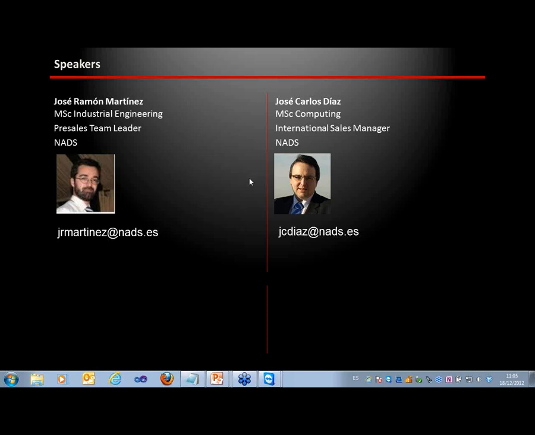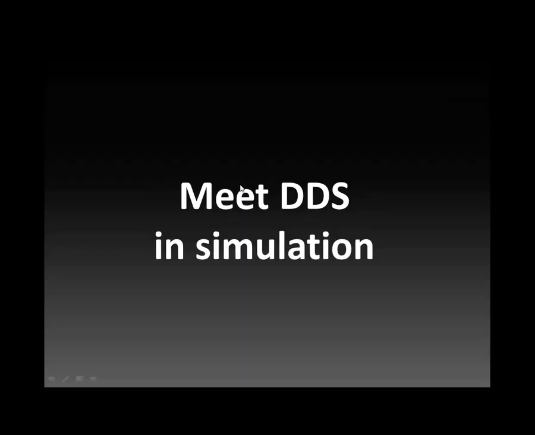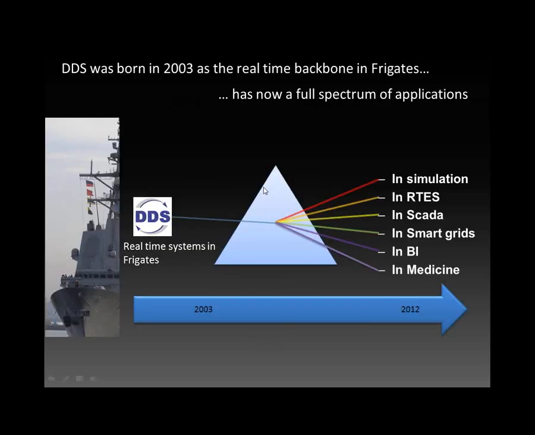First of all, I'm going to make a brief introduction of HLA RTI, our product, Simware RTI. What is the main idea of Simware RTI? The main idea is the use of DDS as the RTI of HLA. DDS was born in 2003 and has become a widely used standard for real-time communication.